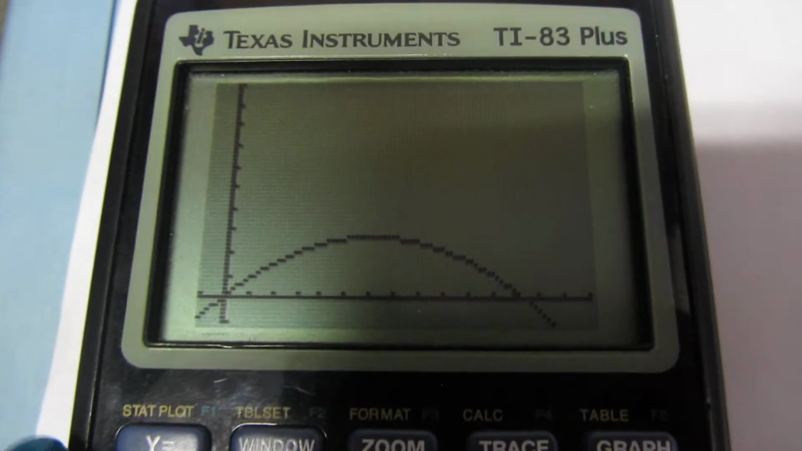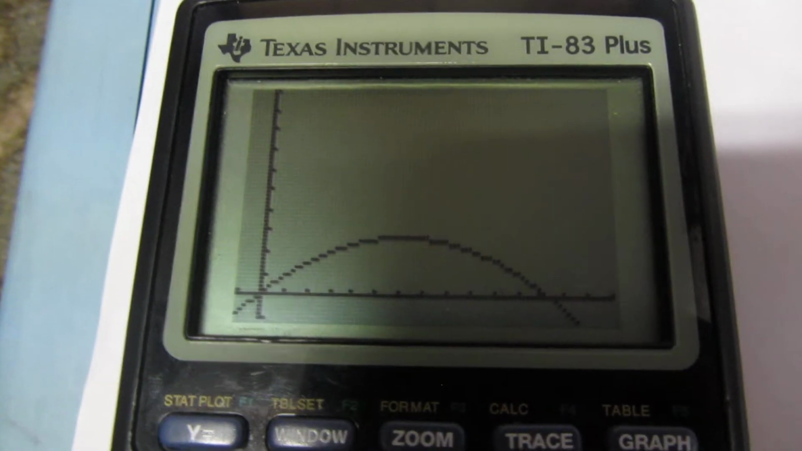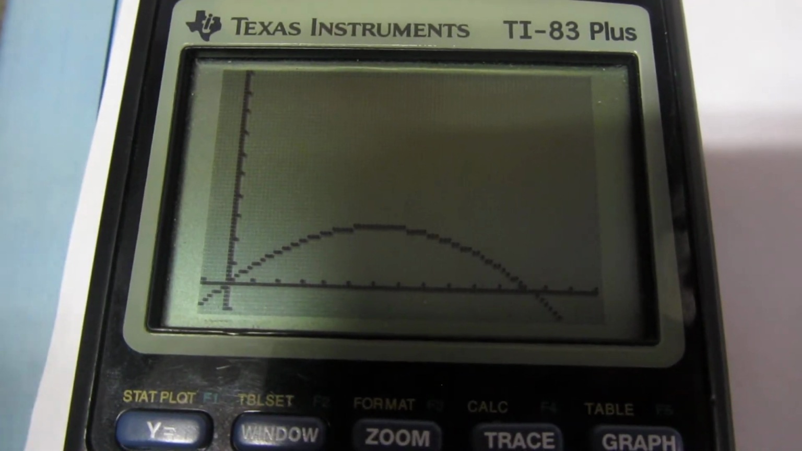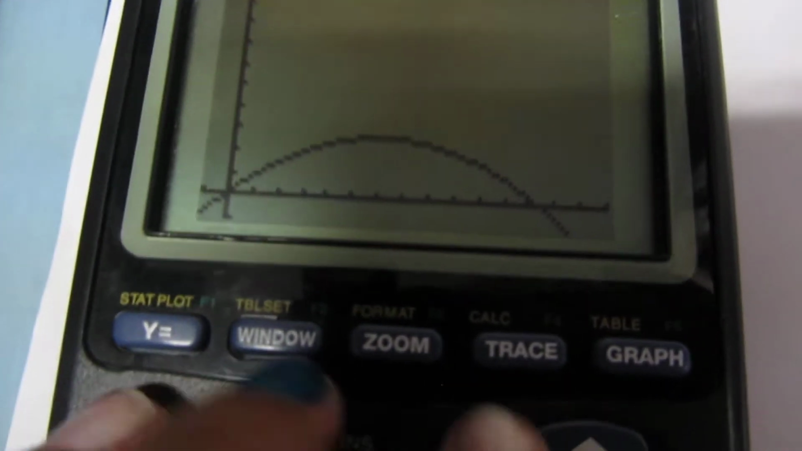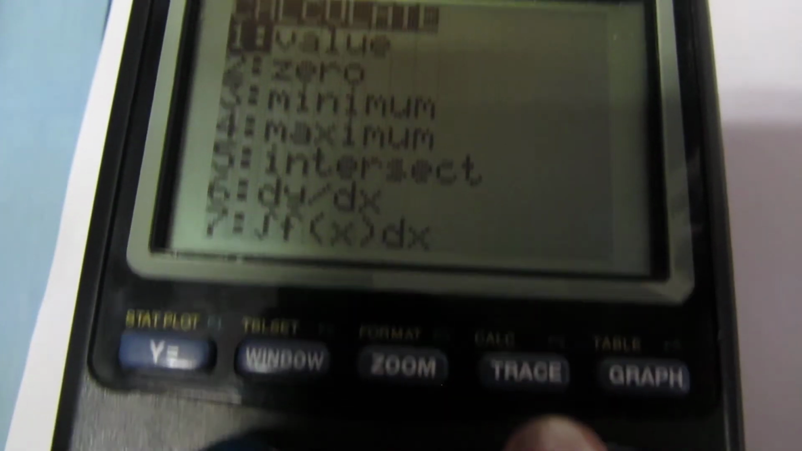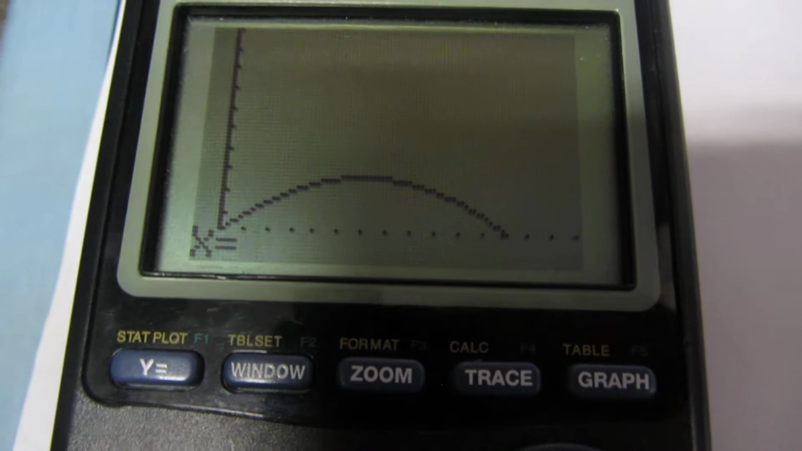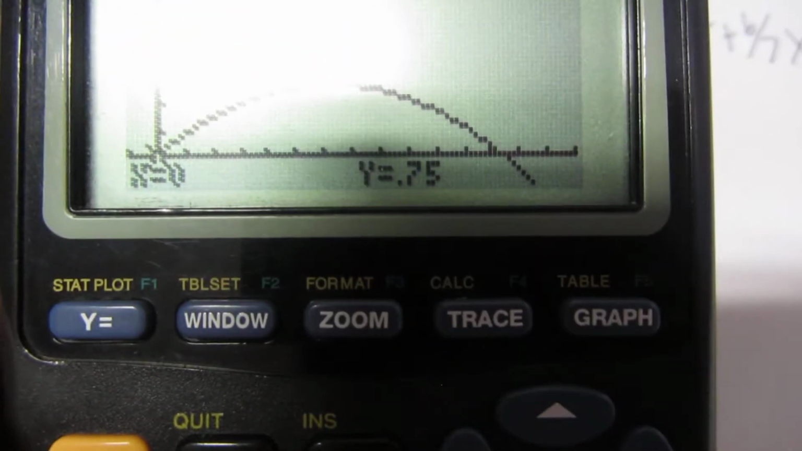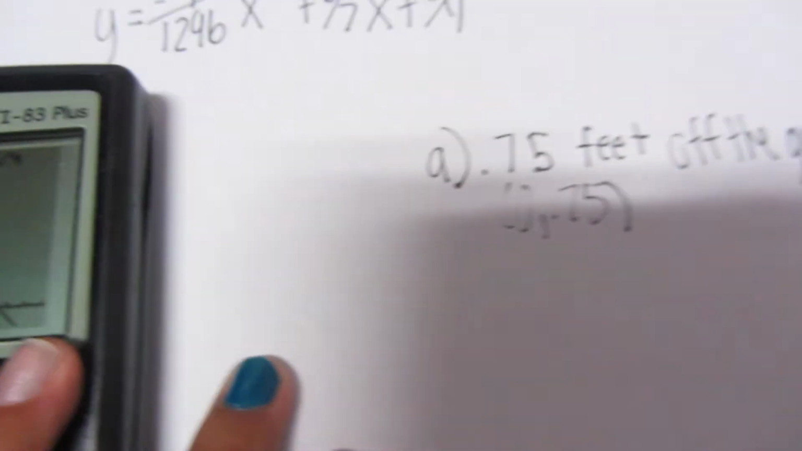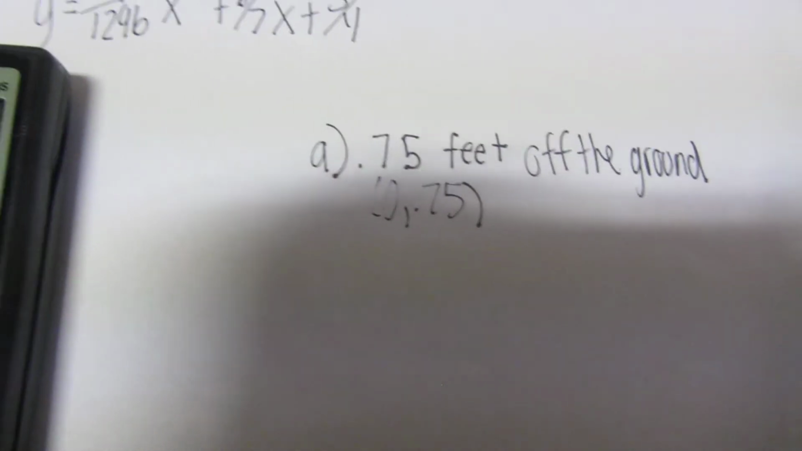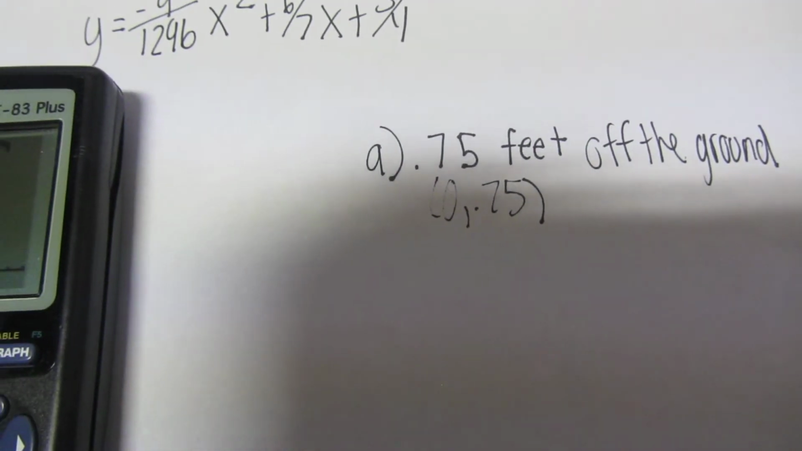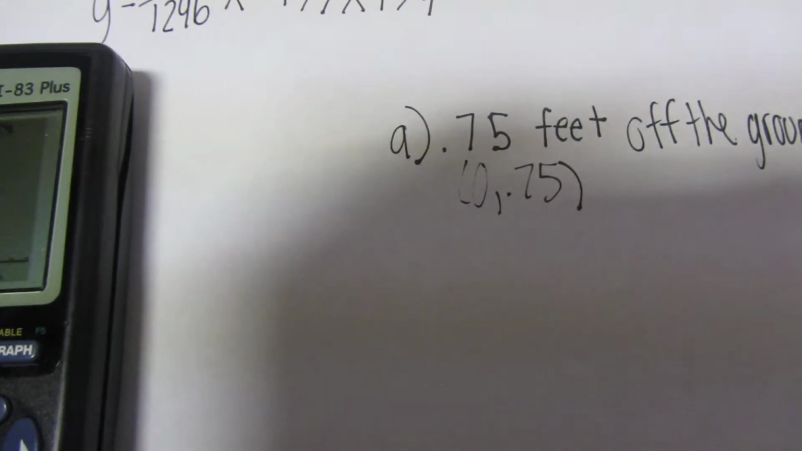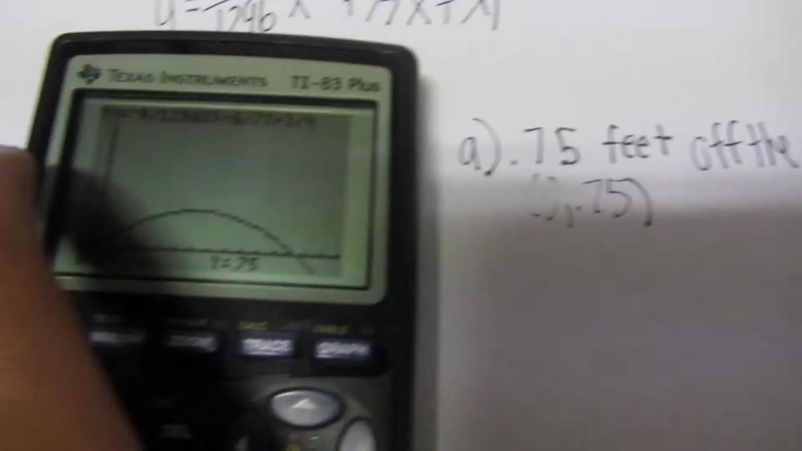Now what we would have to do is find how many feet it was off the ground. So you would hit second calc, hit value, and for x you would put in 0 and press enter. And as you can see, y equals 0.75, and that is 8. So next you would have to find the height the rocket reached in the air.